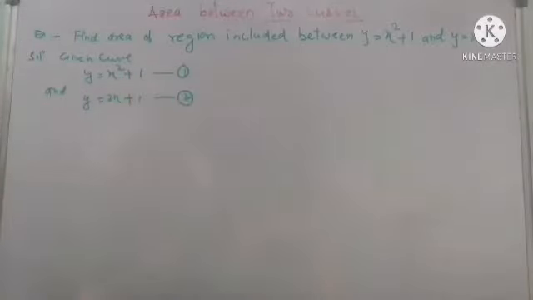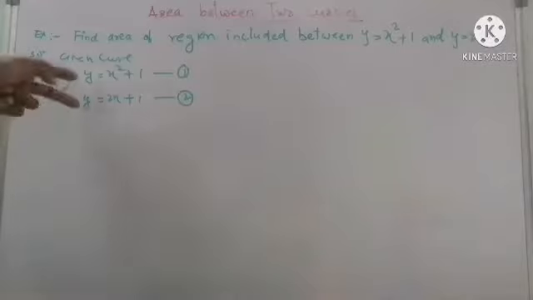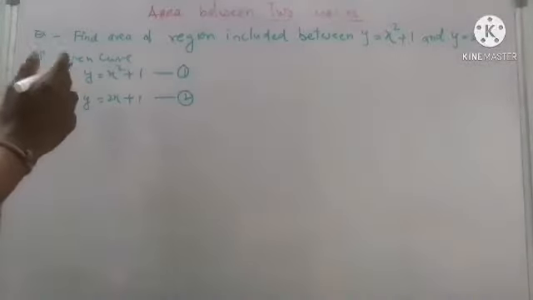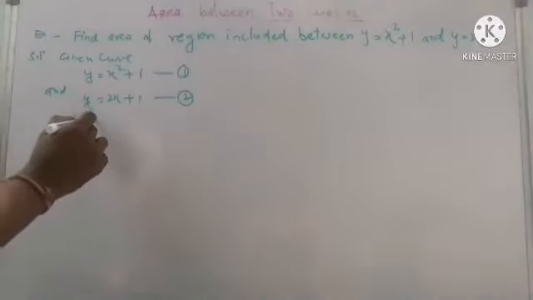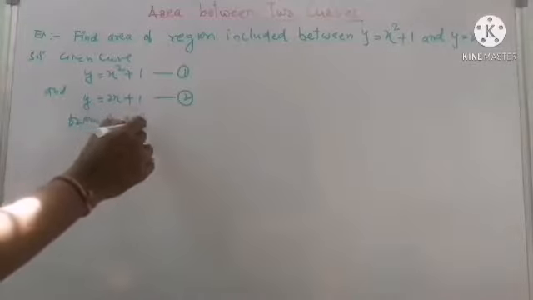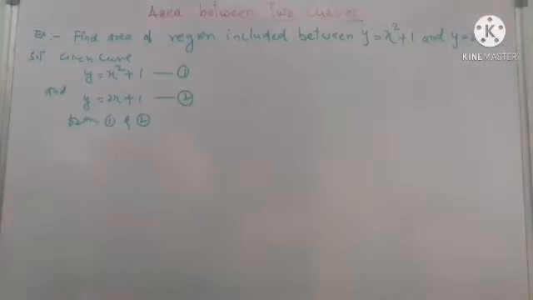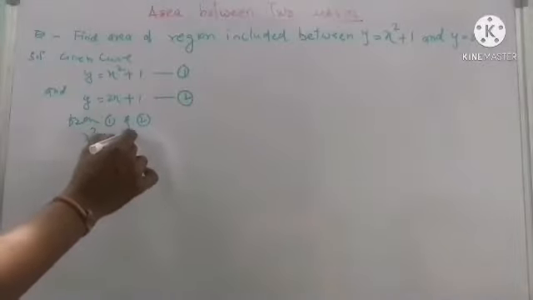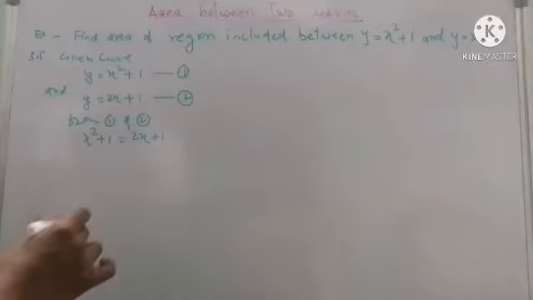Now first we have to find the point of intersection between the two curves, as we are evaluating the area between these two curves. For that we solve these two equations, 1 and 2. As we observe, on the left hand side the equations are equal, so the right hand sides we take as equal. So x square plus 1 is equal to 2x plus 1.